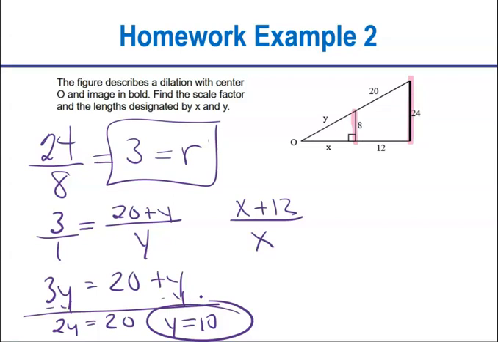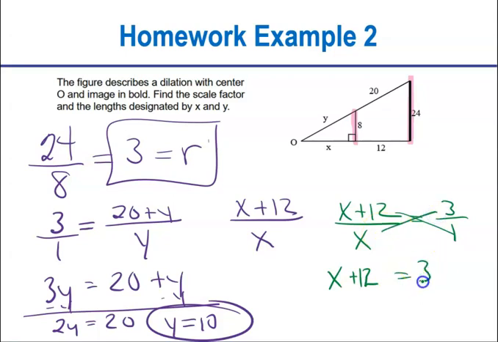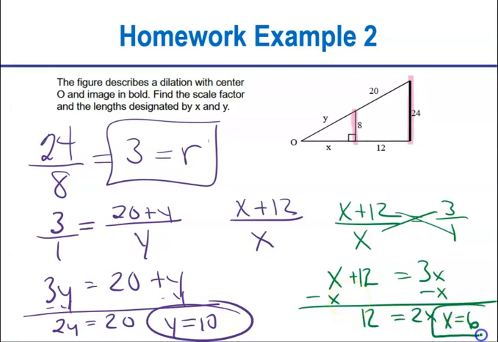So now I found the scale factor, I found my Y value, and in green, let's find our X value. Once again, this proportion of the image over the original is equal to 3 over 1, which is our scale factor. So I cross multiply this way. 1 times X plus 12 is X plus 12. I cross multiply this way. That gives me 3X. To solve for X, I need all my X's on one side. I'm going to keep it simple and subtract X from both sides of the equation. 3X minus 1X is 2X. I divide both sides by 2 to get X is equal to 6.